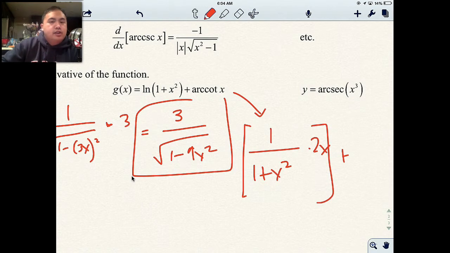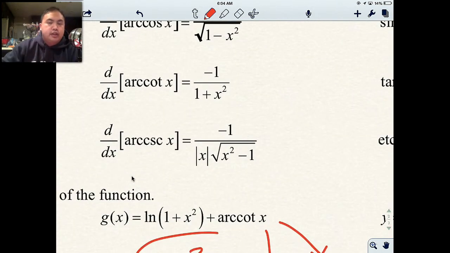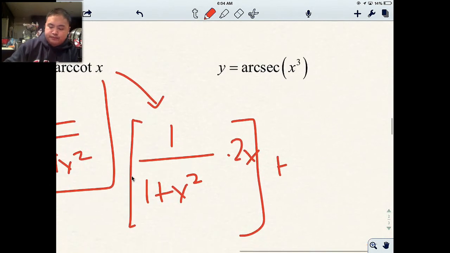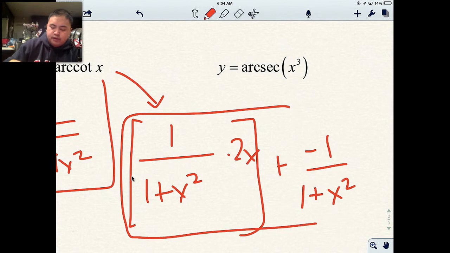Plus, it just says arc cotangent x. So all I have to do is go to my formula and just copy literally arc cotangent x, which is negative 1 over 1 plus x squared. You could simplify this by putting the 2x up on top, but for sake of time, you could stop there.